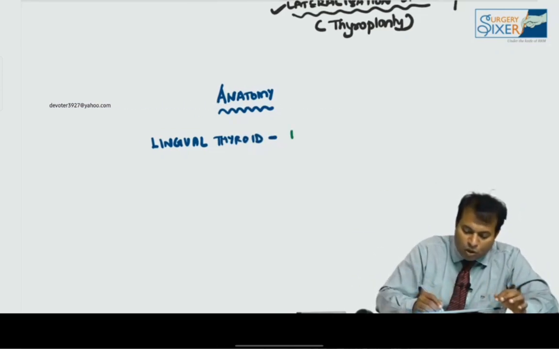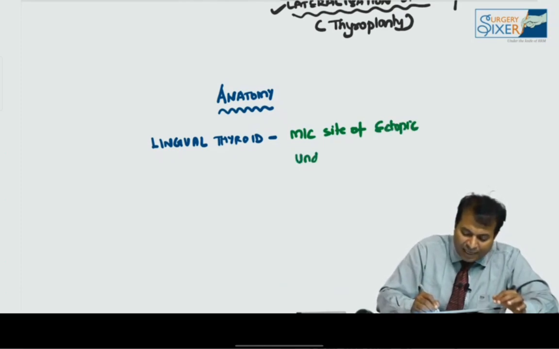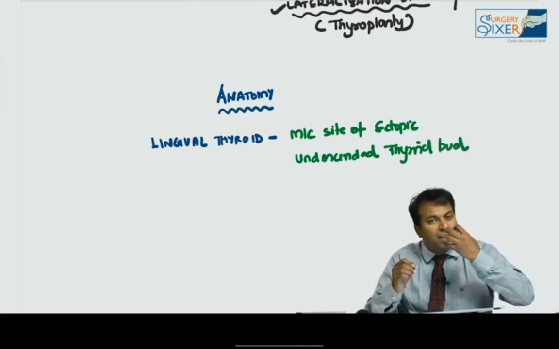Lingual thyroid is the most common site of ectopic thyroid. It is nothing but undescended thyroid, with development of the undescended thyroid bud in the foramen cecum itself.